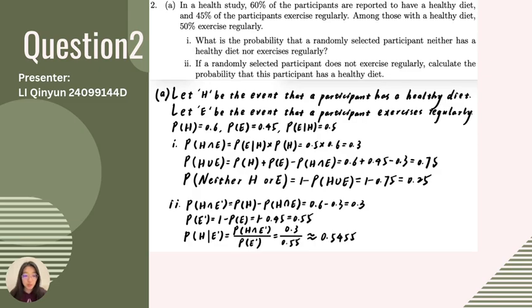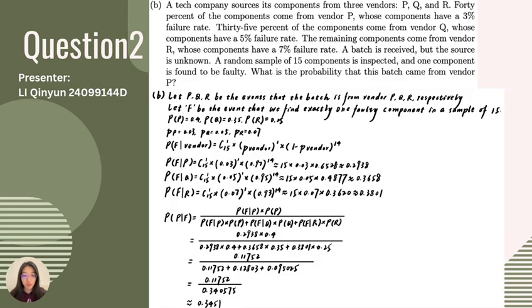Now, part B, we will use Bayes' theorem. We define P, Q, R as the events that the batch is from vendor P, Q, R. The probabilities are 0.40, 0.35, 0.25 respectively, and the failure rates are 0.03, 0.05, and 0.07 respectively. We let F be the event that we find exactly one faulty component in a sample of 15.